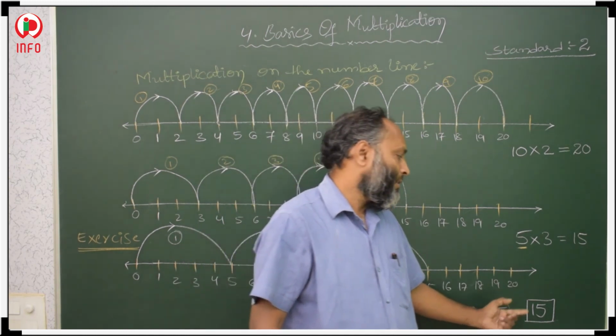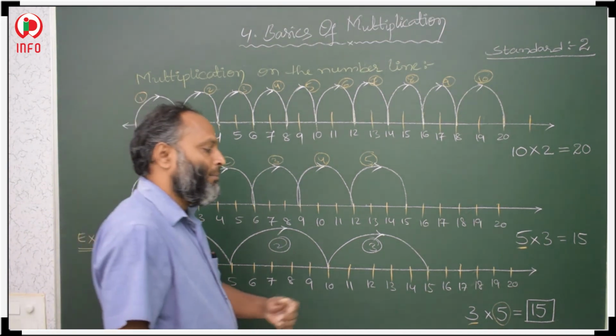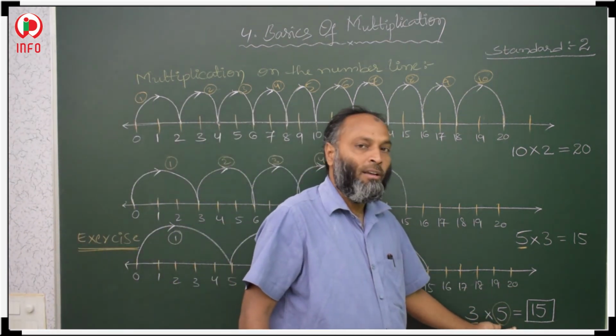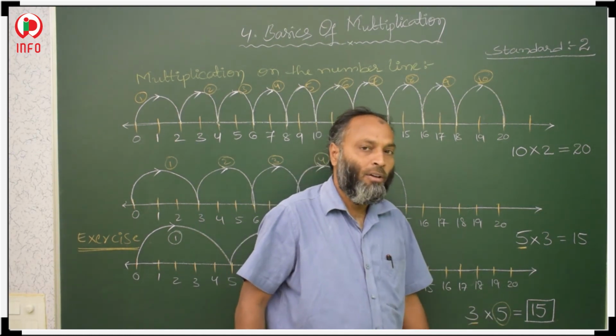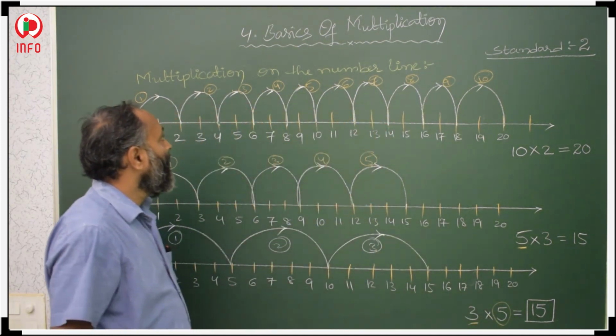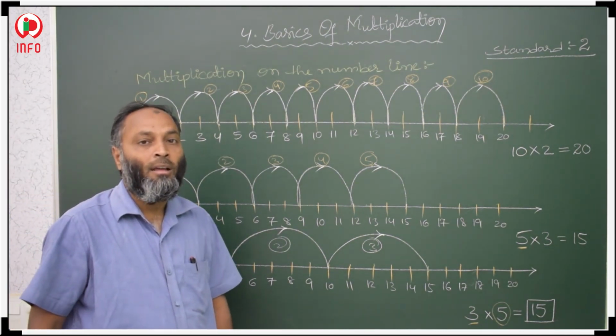In this way, we have to represent on number line. On number line, this represents skip counting. These represent the number of times we have to skip. The given skip counting. Okay. So in this way, we have to find multiplication on number line.